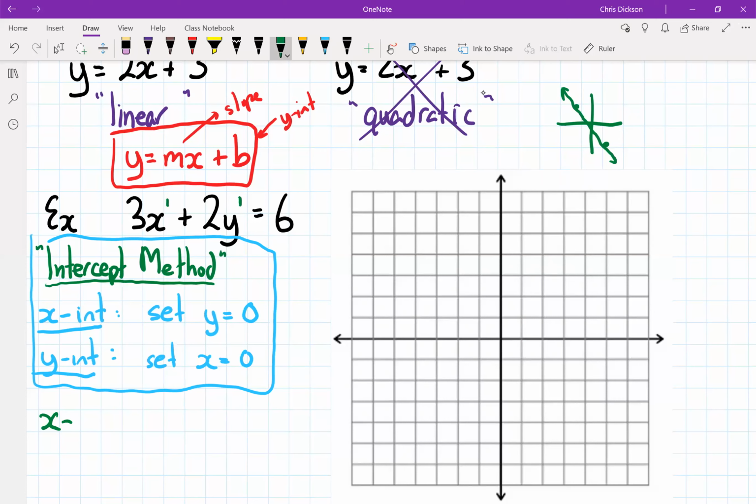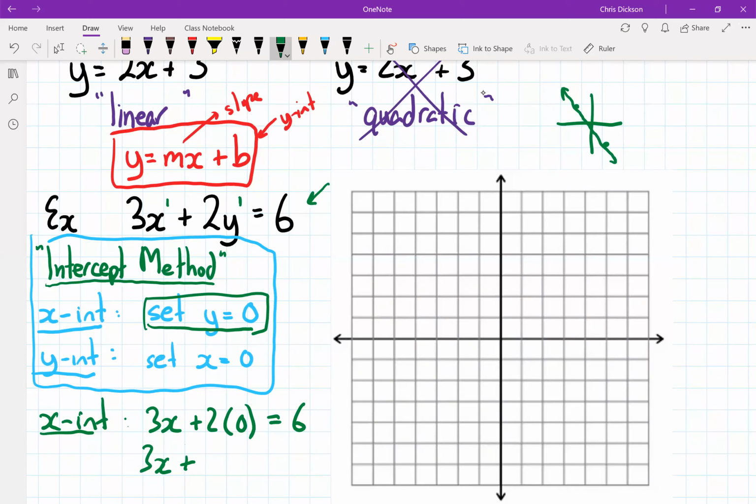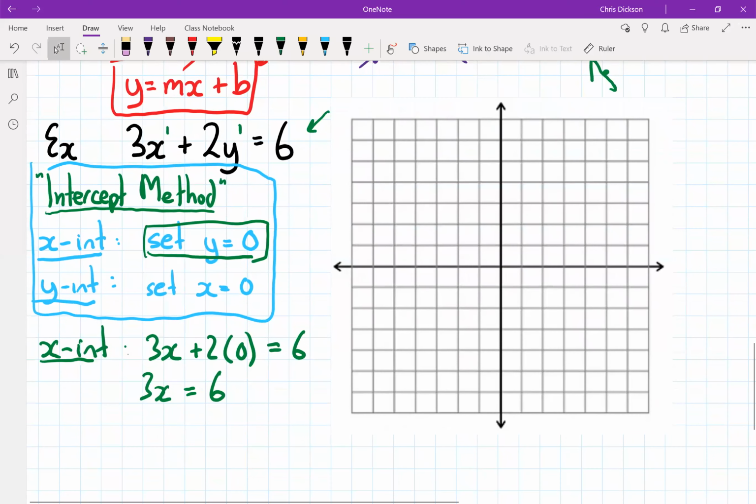So I'm going to find my x-intercepts for the equation here. Once again, to find my x-intercepts, I set the y values to 0. So I'm going to have 3x plus 2 times 0 equals 6. Notice that I set my y value to 0. So I get 3x plus 0, because 2 times 0 is 0, so just 3x equals 6. And now I divide by 3. So I get x equals 2. So I go over 2, and that's my x-intercept at 2.